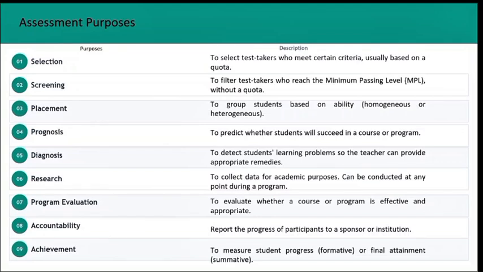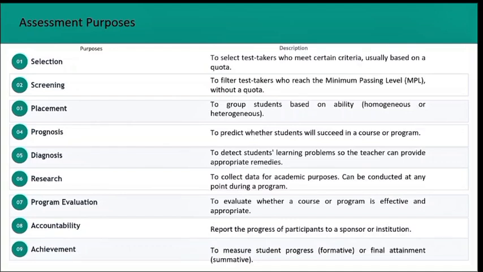Okay, the second is screening: to filter test takers who reach the minimum passing level, or MPL, without a quota. Unlike selection, screening has no quota. Everyone who reaches the minimum passing level passes. For example, in a national final exam, if all 300 students in grade 12 reach the MPL, then all 300 pass. The focus is on meeting a standard, not competing for a limited number of spots.